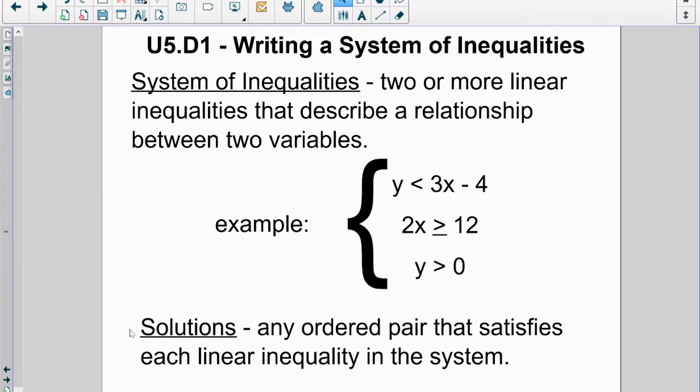So what are solutions to a problem like this? Well, solutions would include any ordered pair, so any x and y value that satisfies each linear inequality in the system. For example, if I find an x value that when I multiply it by 2 makes it greater than or equal to 12, I also have a y value that's greater than 0, and when I use that same x and y value, I get that the y value is less than 3 times the x value minus 1. That would represent a solution. But the x and y has to work in all 3 of these inequalities. Otherwise, it's not a solution to the entire system.